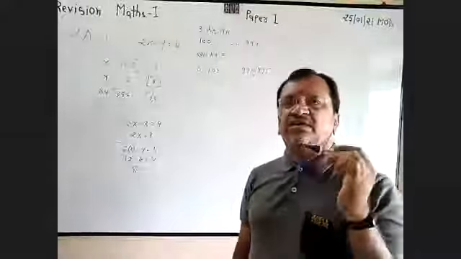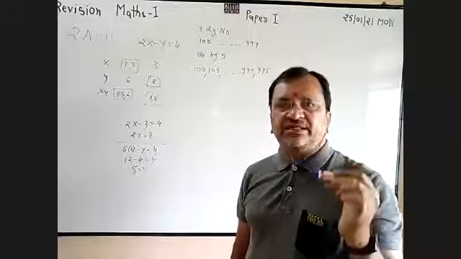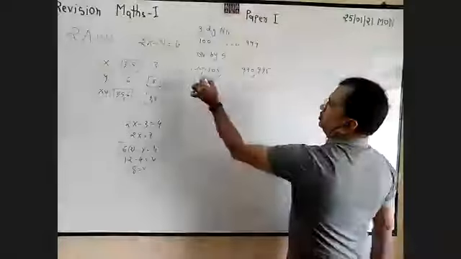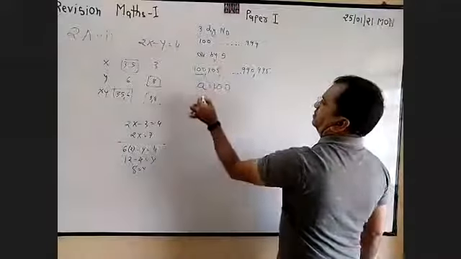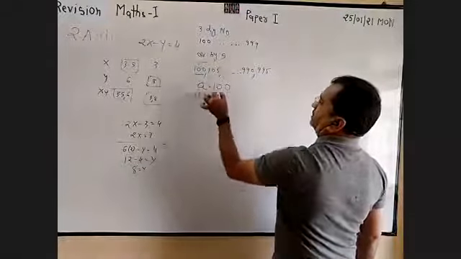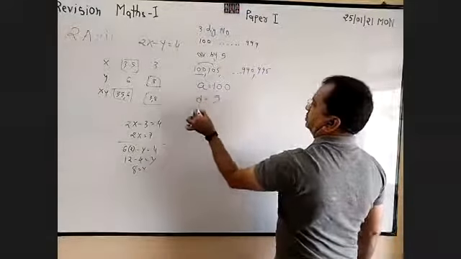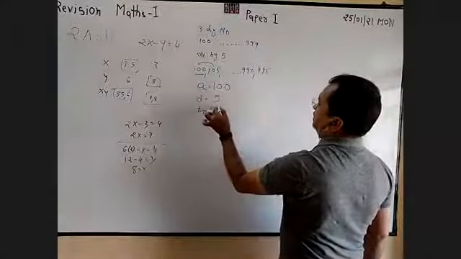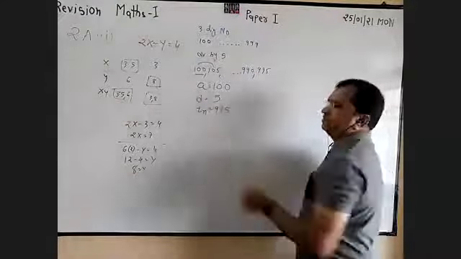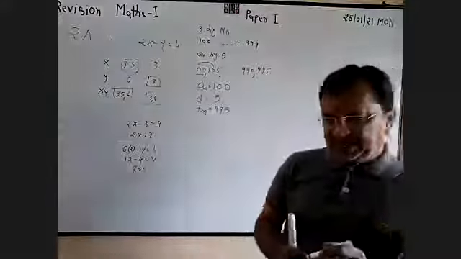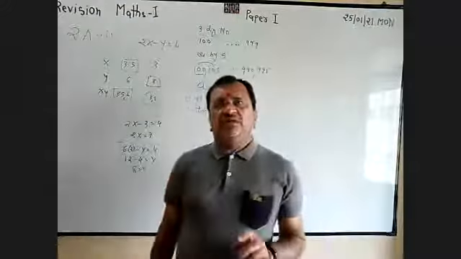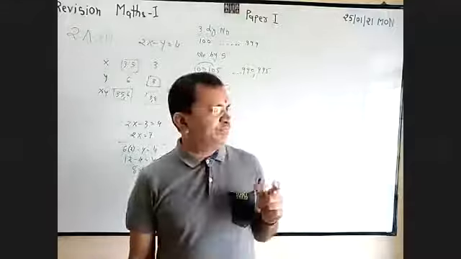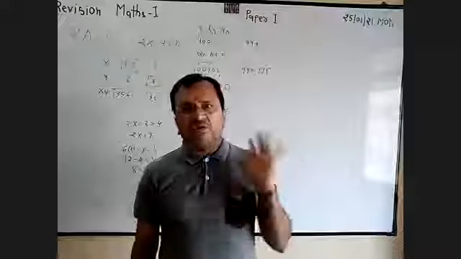The first number which is divisible by 5 is 100. So your A is first number, your difference always is 5. Your last number is 995. And every time I'm telling the same thing, that when you have to find out n, don't open the bracket.